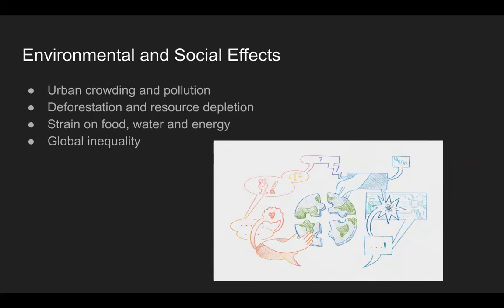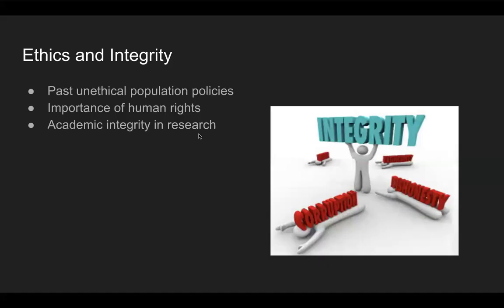And most of that pressure comes from population demands. But while the environment pays a big price, there's also a human side to all of this, one that brings up the question about fairness and ethics. To continue, ethics and integrity: past unethical population policies, importance of human rights, academic integrity, and research.